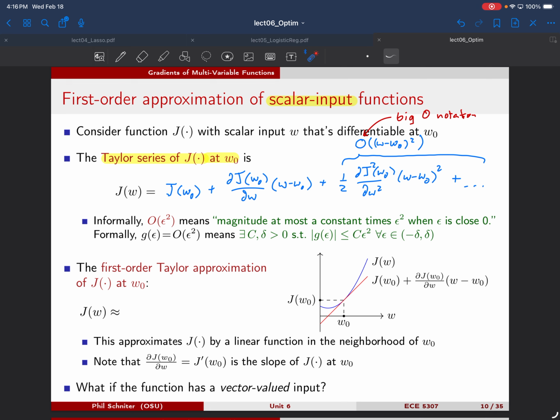Okay, so let's take a pause. How many of you have seen this big O notation? Okay, great. Any questions on anything regarding big O? Okay, so we'll be using this a bunch.